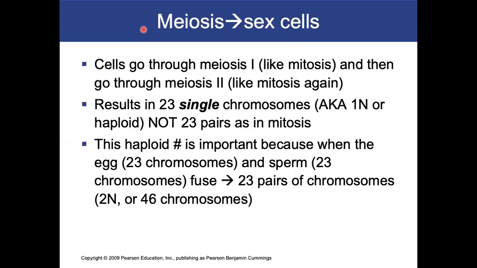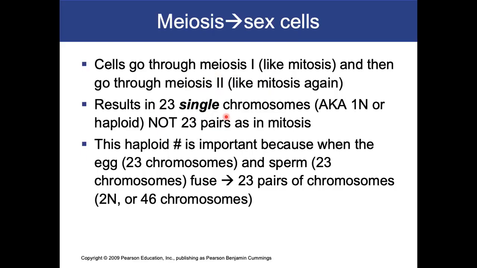All right, meiosis is what sex cells do, okay, or to make sex cells. So cells go through meiosis 1 and meiosis 2. So they have two division cycles. So you can think of the egg and sperm, or the stem cells, they go through meiosis 1. It's kind of like mitosis, and then they go through meiosis 2, which is like mitosis again. It results in 23 single chromosomes, not 23 pairs, excuse me, like in mitosis.